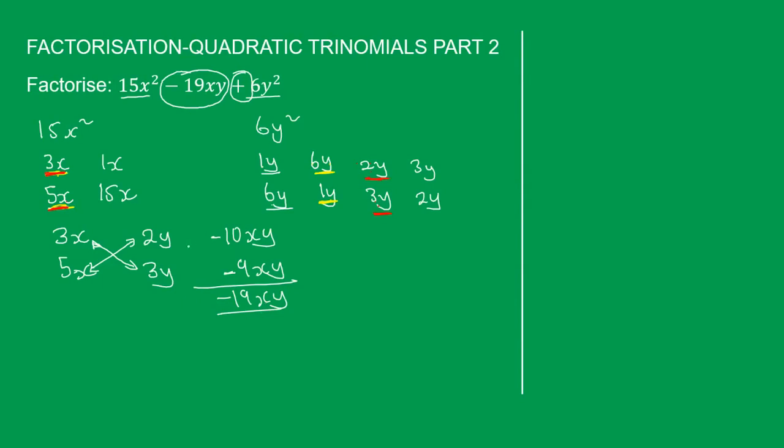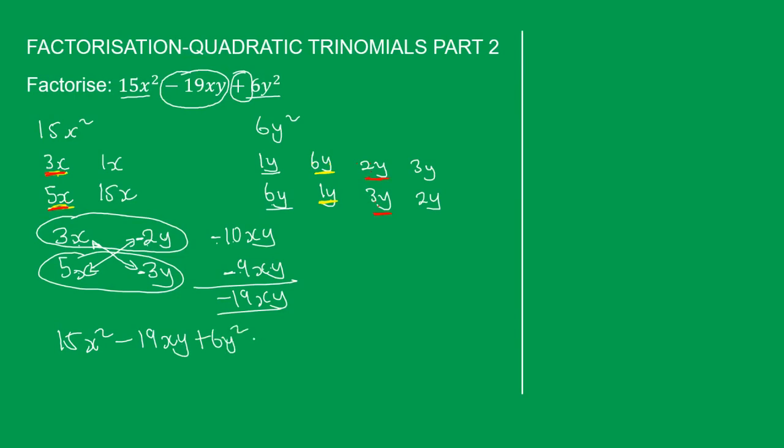But now we have to insert the negatives. So it's negative 2y here. So 5x times negative 2y is negative 10xy, and then 3x times negative 3y is negative 9xy. So then we read our factors horizontally. These are the two factors, meaning that 15x squared minus 19xy plus 6y squared is equal to 3x minus 2y times 5x minus 3y.